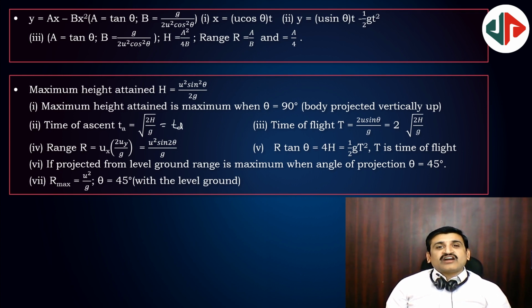And range is equal to ux into 2uy by g. Range is equal to horizontal velocity into time of flight. In that context this formula came: u square sine 2 theta by g.